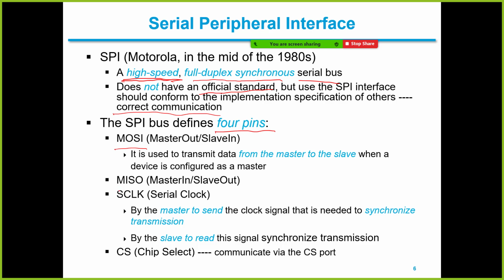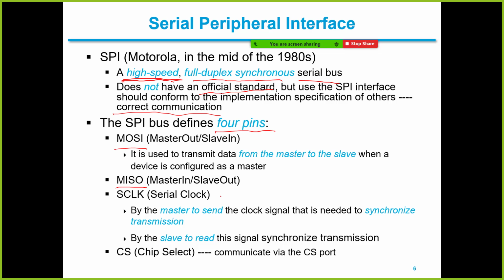Another pin is MISO. This is master in, slave out. So this is the opposite transmission direction compared with the first pin MOSI. Because the master device is receiving data. The data is coming in to the master, and the slave device is sending data out.